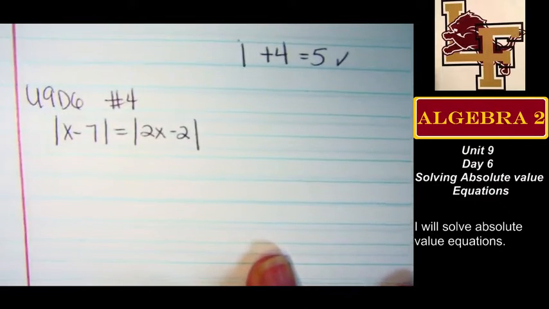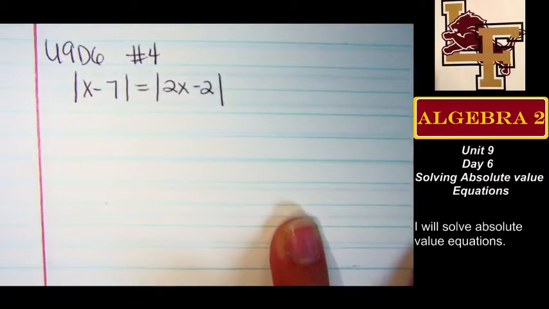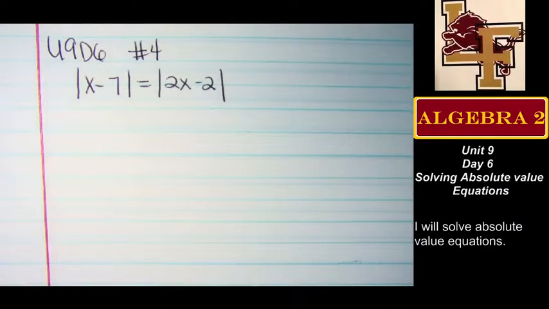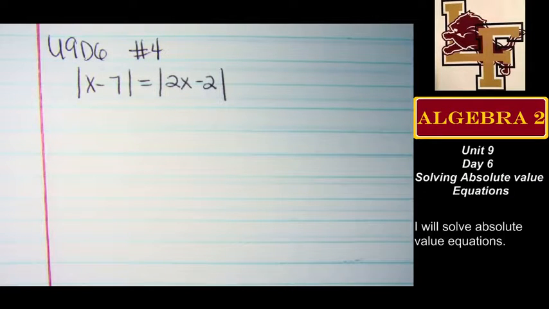Day 6, assignment, question number 4. Oh my God, I have 2 absolute values. Worse, I have an absolute value on either side of the equal sign. What? Relax, the process is the same.